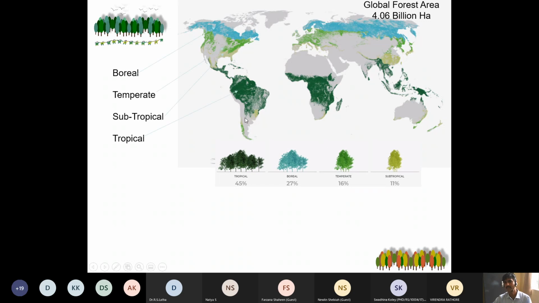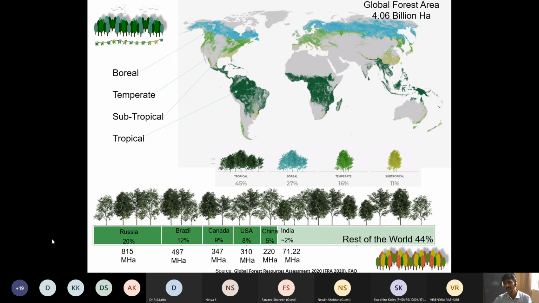So you can see the location where the tropic is. Tropical, subtropical, temperate, and boreal in terms of the climatic latitudinal control. You can see. And then how different countries contribute to this global forest. You can see that Russia contributes 20%. And Russia, you can see mainly they are boreal and temperate, right? Here in the blue color, and then the greenish color, parrot green.